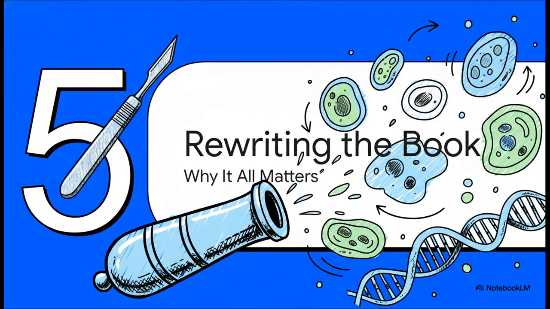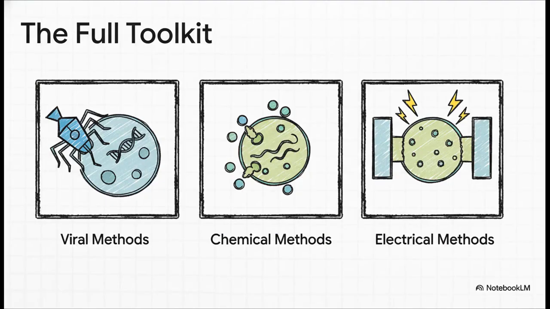So, we've got these scalpels and we've got these cannons. Amazing tools for rewriting genetic code. But what's the point? Why does any of this actually matter? What can we do with it? And the scalpel and the cannon are just the beginning. The full toolkit is huge.